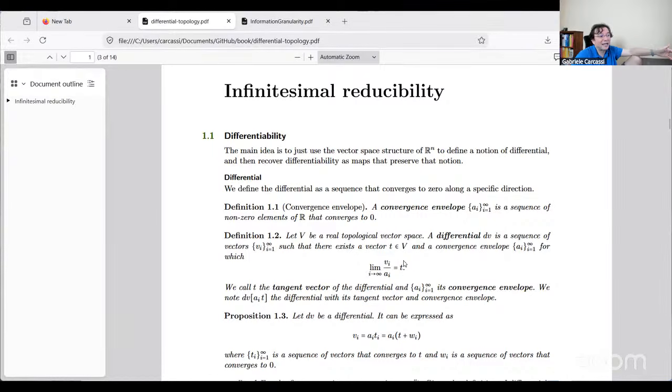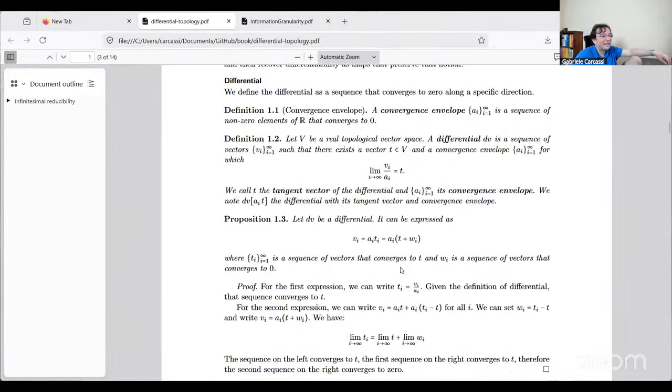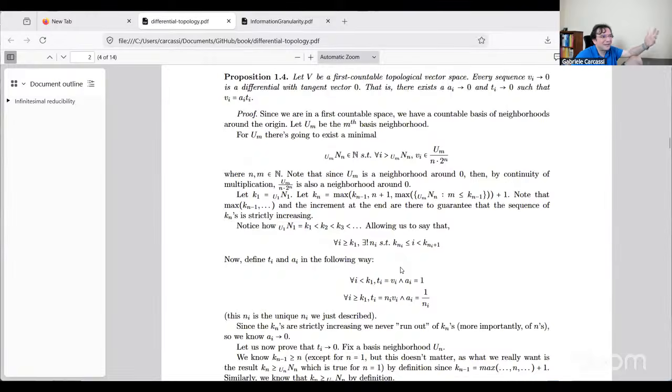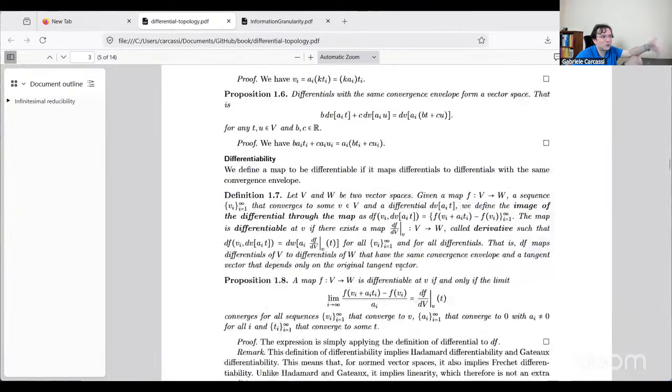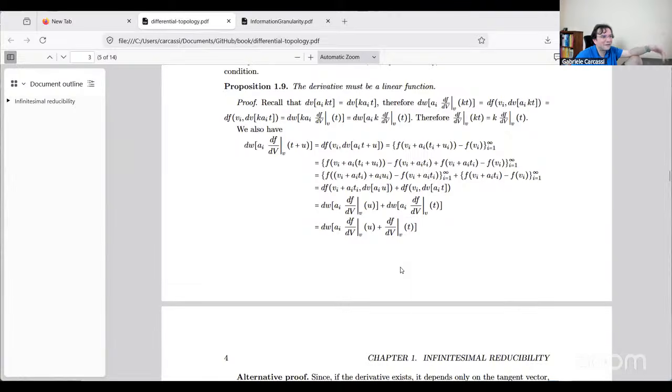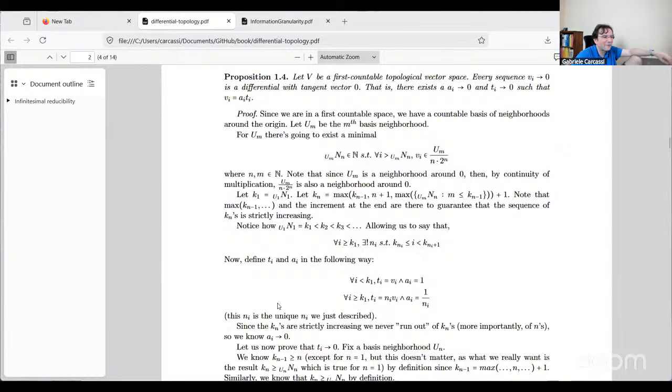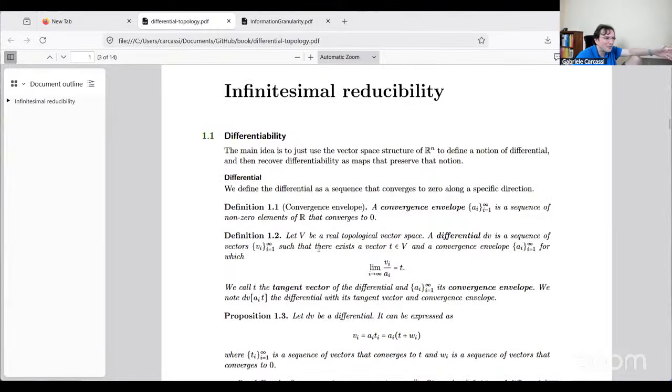And then you can define a differential as something where, for that particular sequence, things go to a t, and now that t is basically the tangent vector of the sequence. Then I can define the derivatives and show that the derivative has to be linear. I can define chain rules. So there's a lot of stuff that already works here. There are details that I've never figured out exactly, that now I have a much better sense of.